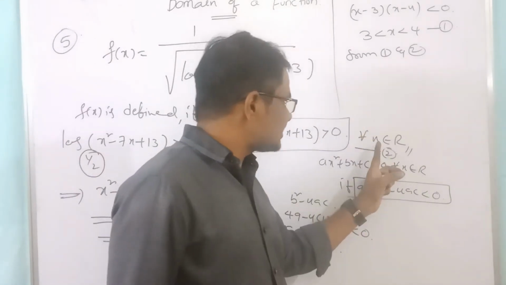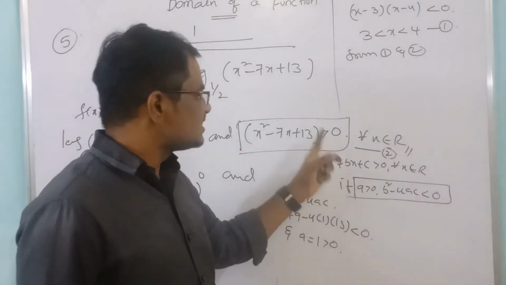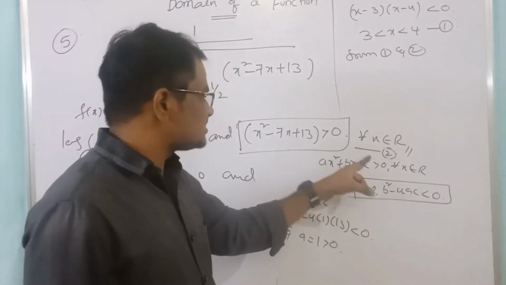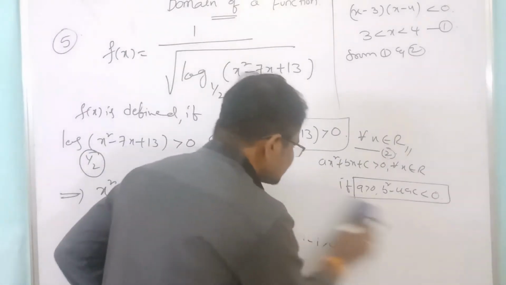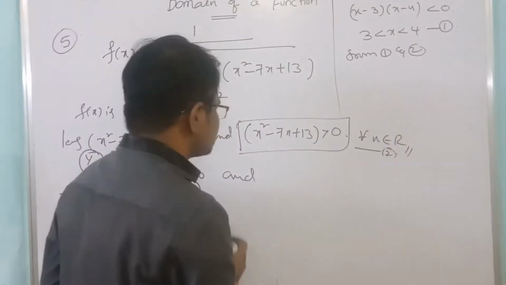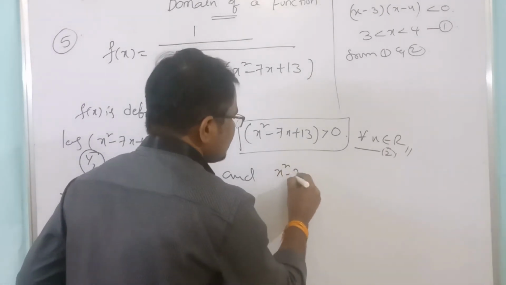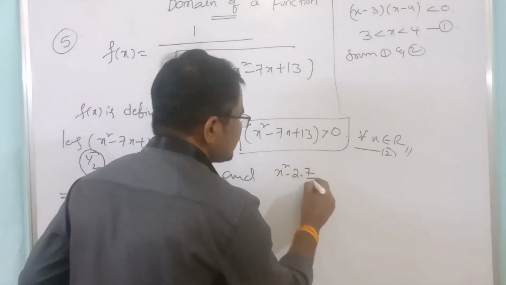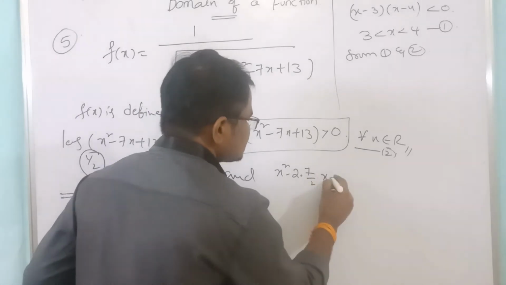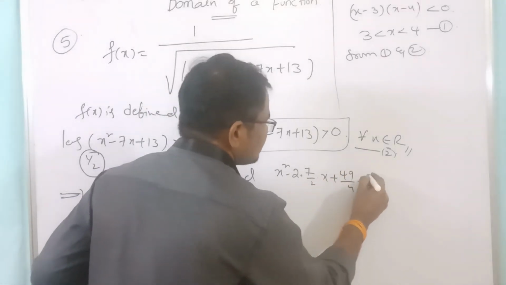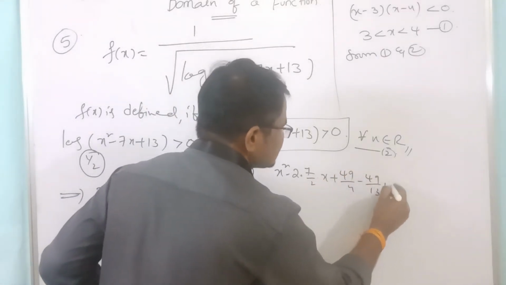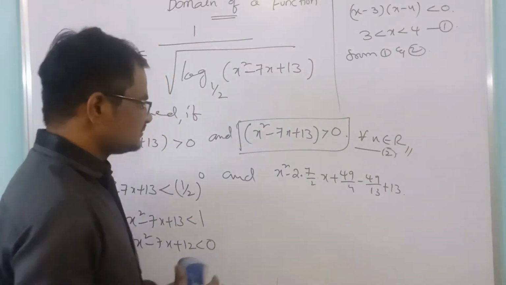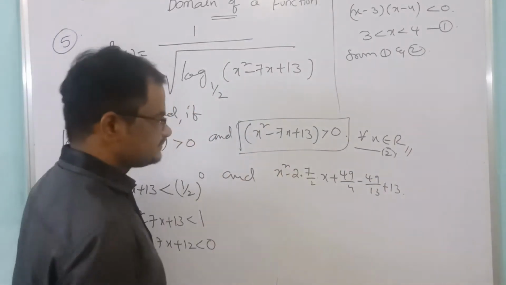How are we identifying this exists for all real numbers? Because we have this condition. Otherwise, from this one also you can take like this. Suppose x square minus 2 into 7 by 2 into x plus 49 by 4 minus 49 by 4 plus 13. So multiply and divide by 2 for this one.